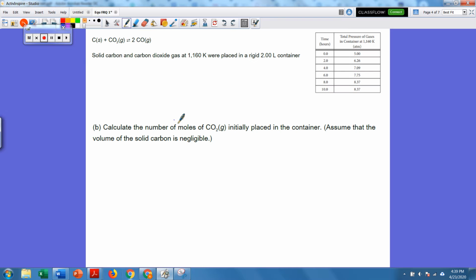Letter B says calculate the number of moles of CO2 initially placed in the container. And here, again, it says, assuming that the volume of the solid carbon is negligible. Okay? Now, that's a key here. So that's a clue that volume of your CO2 is going to be important. Okay? Because the volume of the solid is negligible. We have one measurement of volume in our question, which is the 2.00 liters. Notice that this is 3 significant figures.